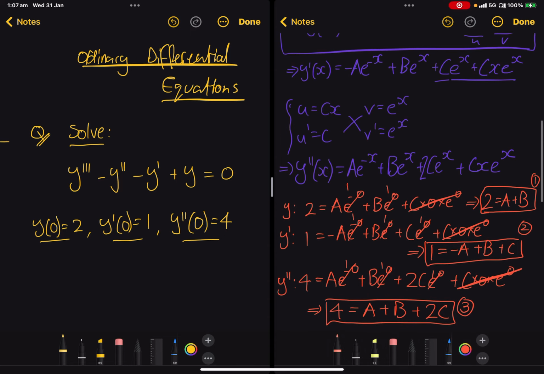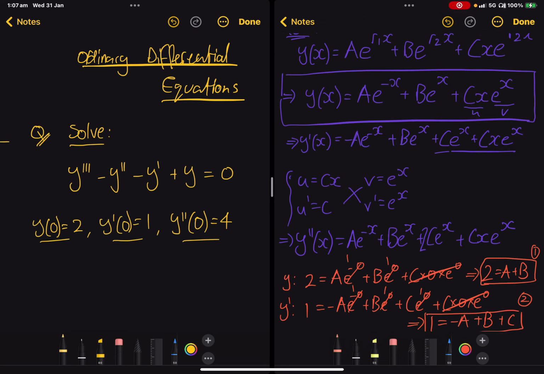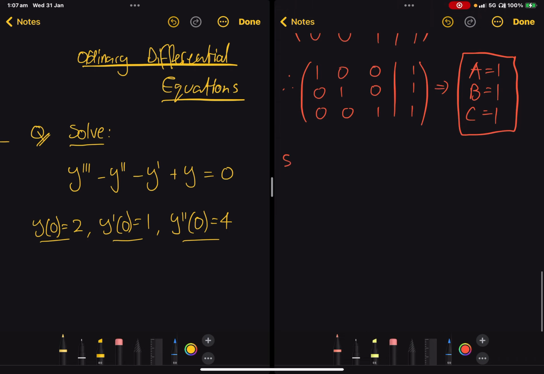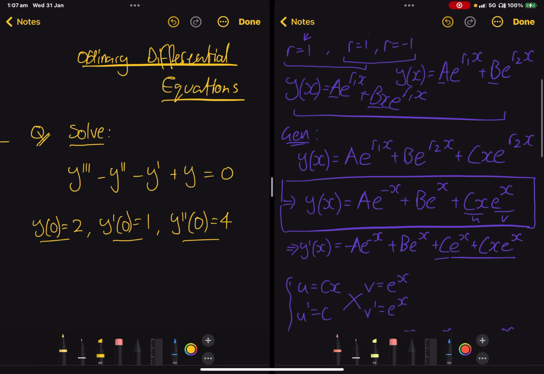The initial conditions were helping us find the A, B, and C values from the general solution. So A is 1, B is 1, C is 1. That means our specific solution is y of x equals e to the minus x plus e to the x plus x times e to the x. This is the answer with a equal to 1, b equal to 1, and c equal to 1.